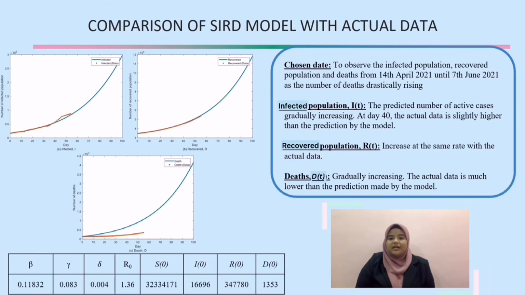As we can see from the graph, the infected population, recovered population and deaths are increasing the same as the actual data that are fitted. At day 40, the actual data for the infected population is a bit higher than the model. For the recovered population, the model and the actual data do not have much difference that can be seen from the graph. As for the deaths, even though the actual data is increasing, it is much lower than the prediction made by the SIRD model.